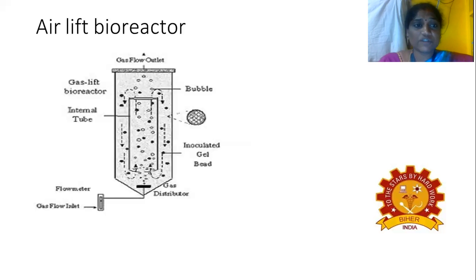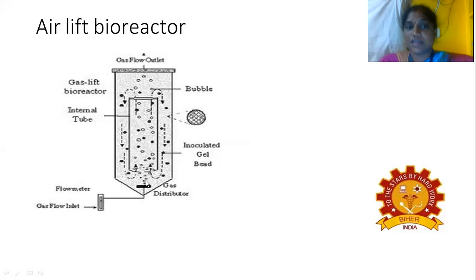So this is the structure of an airlift bioreactor. This is the reactor. Here in this reactor, a draft tube would be present. This draft tube would be dividing the reactor into two halves. There will be a draft tube in the middle of the reactor, and there will be two regions called the riser and the downcomer. Riser and downcomer.